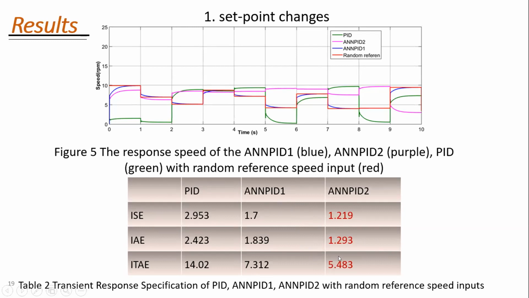Here we can see the smallest values of all the performance indices for ANN-PID2, while ANN-PID1 comes after it. The PID controller had the worst values for the performance indices.